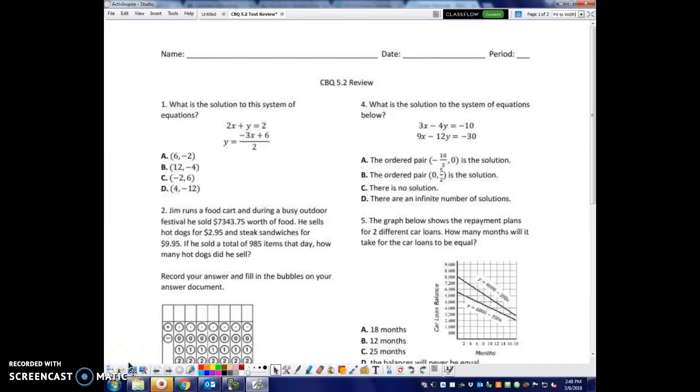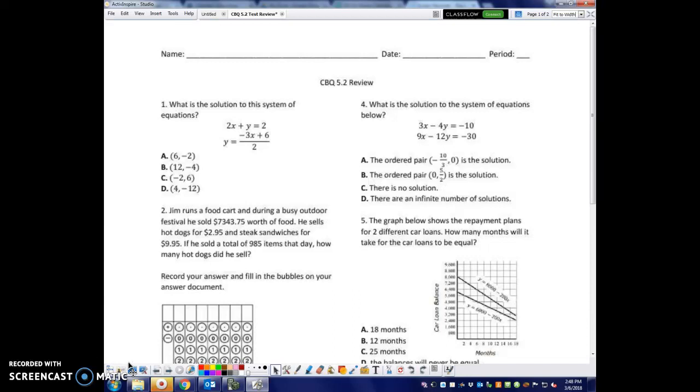Alright, so let's look at your review for your test. Be sure that you watch this over and over again, that you can explain these problems to somebody else. That way you can do the best on the test. Just because you write down what I write down does not mean you're going to do well on the test. You need to know what's happening, okay?